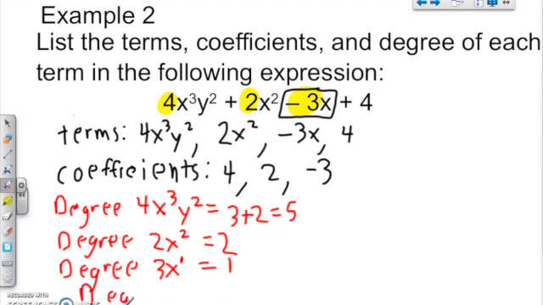And finally, it asks for the degree of the constant 4. Sorry, I'm going ahead and giving you the answer. But since there is no variable, like I just tried to spill the secret, we're going to have a degree of 0. Alright, that wraps up your notes for section 1-4, parts of an expression.